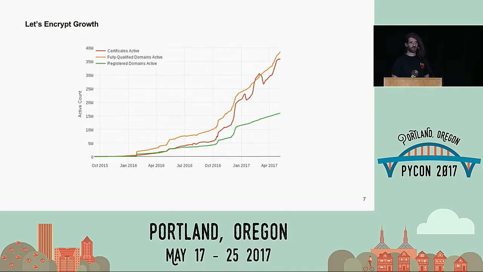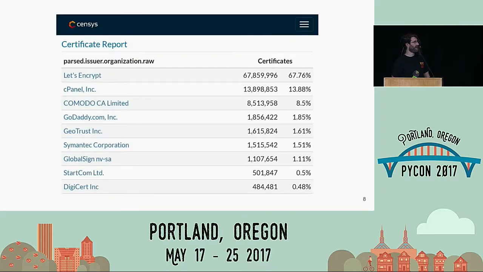So how successful has it been? Well, as of earlier this month, we've issued around 40 million certificates. And that makes us, by kind of a wide margin, the largest certificate authority on the internet. Yay.